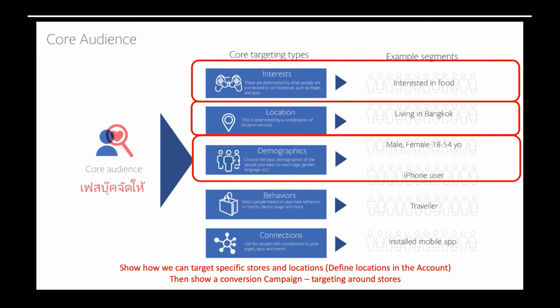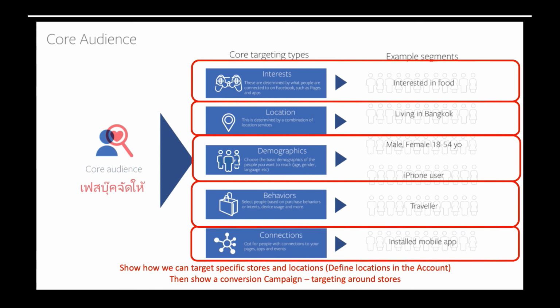The next is demographics, and this is determined by the information the user gives when they sign up. So it's usually very accurate compared to other platforms. The next is behavior, and this is where we can target based on transactions or intent based on your past behavior. And lastly, connections. This is where you can target your fans or friends of your fans. This will give you a great performance if it's done correctly.